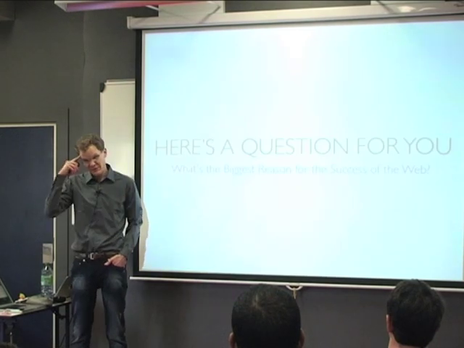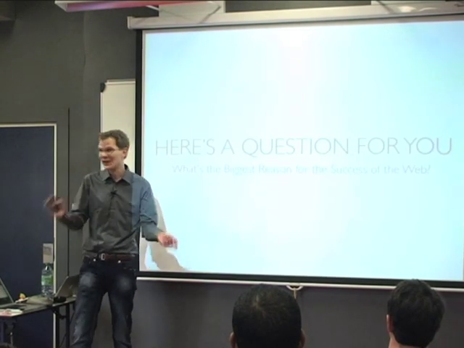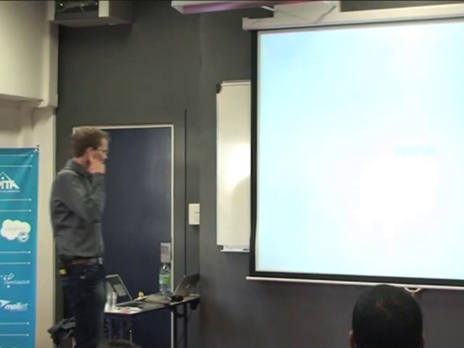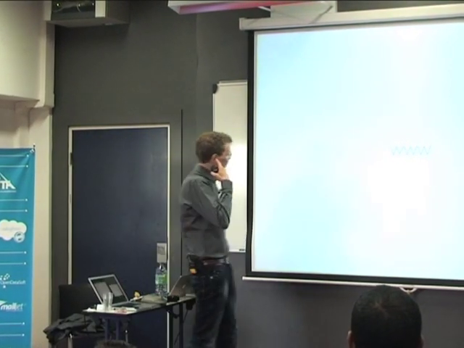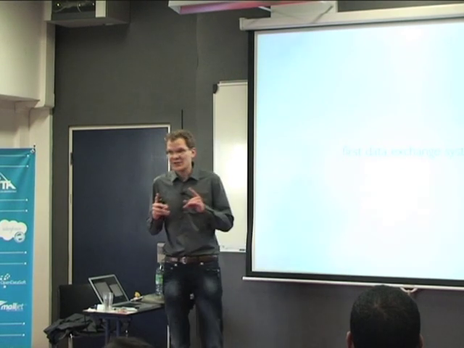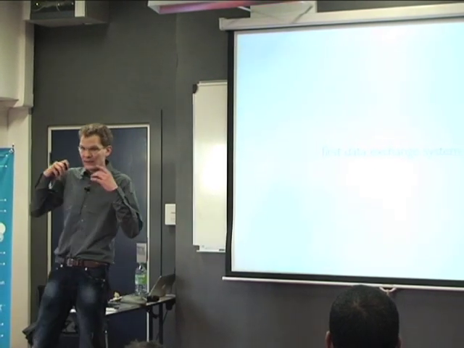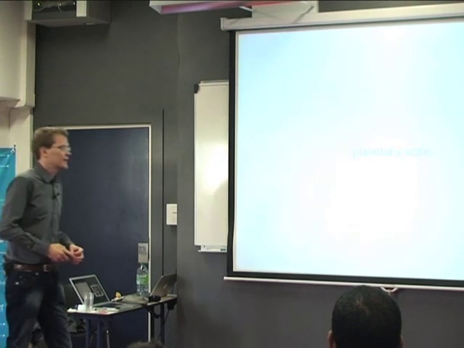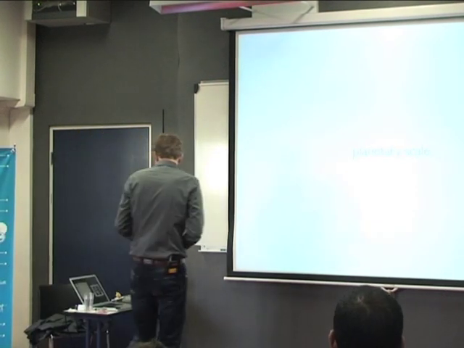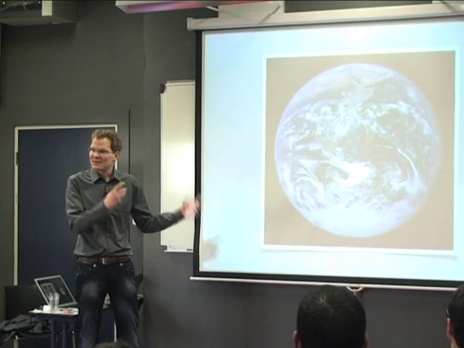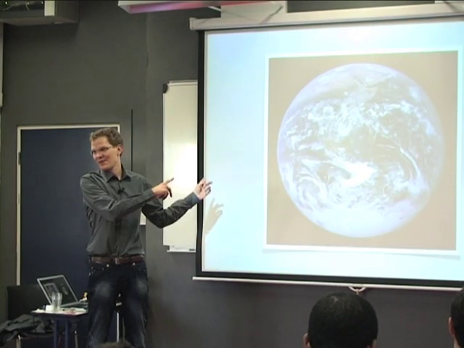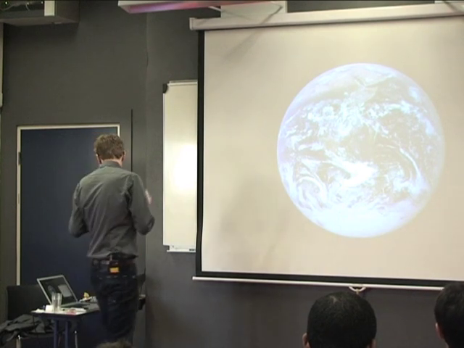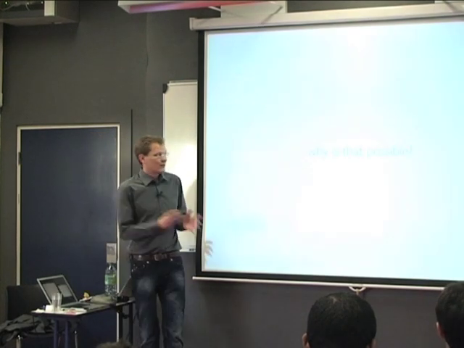And that brings me to a question for you guys. You don't have to answer it. I'll answer it for you, but you get to think about it, okay? So the World Wide Web is the first data exchange system on a proper planetary scale, right? And planetary scale, by the way, means it spans a planet. That's the Earth, our planet. It looks like this from space. But so how is that possible?